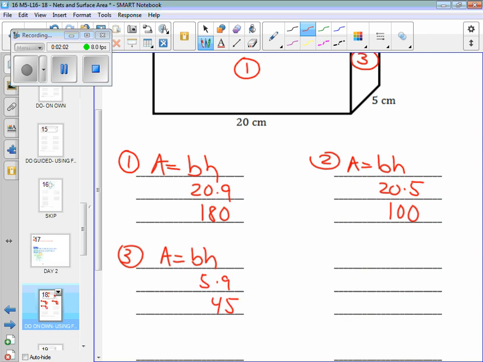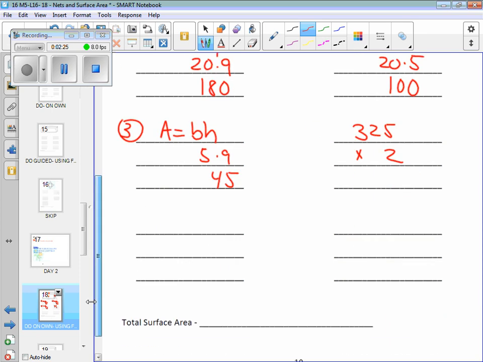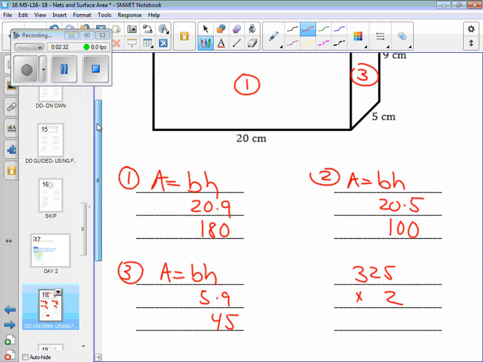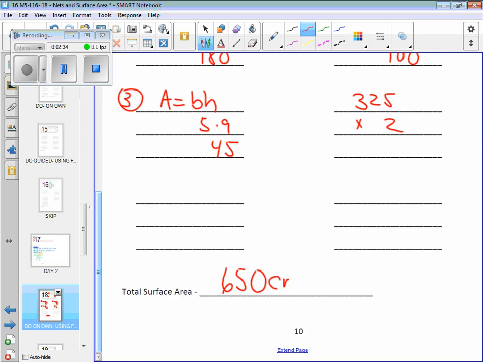Okay. And again, if you doubled it, you would get now 360, 290, and you would add those numbers. I'm going to do it at the end. 180 plus 100 is 280. Plus 45 is 325. And then 325 times 2 is 650. Did you get 650? Raise your hand if you got 650. And it's the units for area, so it's square centimeters. And that's full credit.